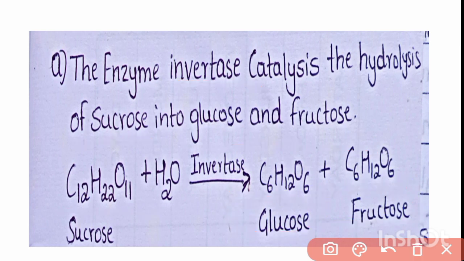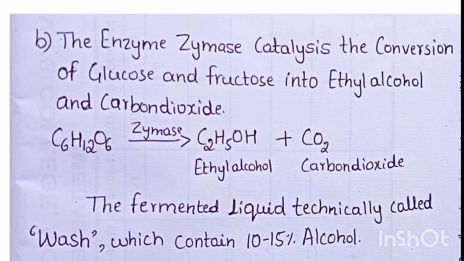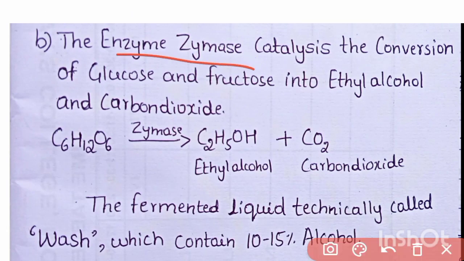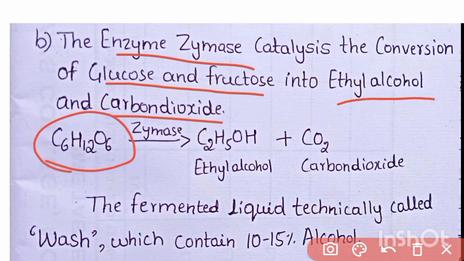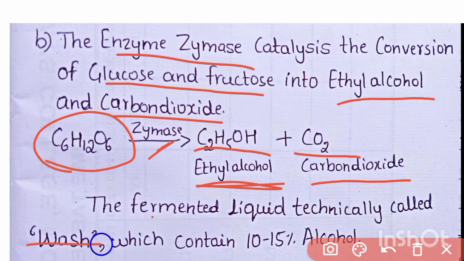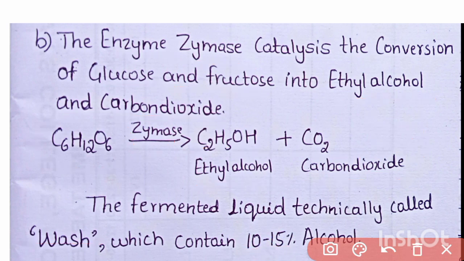Next, the enzyme zymase catalyzes the conversion of glucose and fructose into ethyl alcohol and carbon dioxide. Glucose and fructose, in the presence of zymase, give ethyl alcohol, that is C2H5OH, and carbon dioxide, CO2. The fermented liquid is technically called wash. The liquid present in the fermentation tank is called wash, which contains 10 to 15% of alcohol.